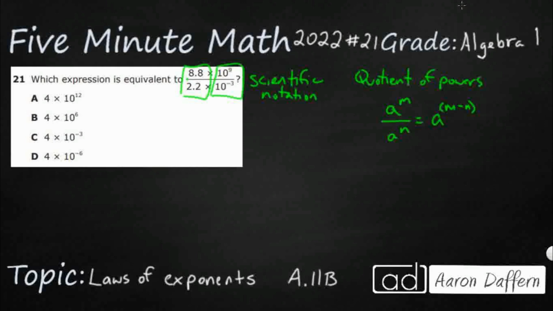Well, I know what 8.8 divided by 2.2 is, right? That's just going to be a nice even 4, which if we didn't know that, take a look at our 4 answer selections. It's going to be 4.